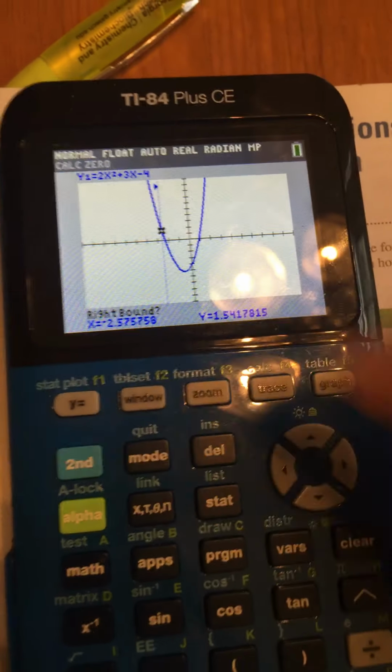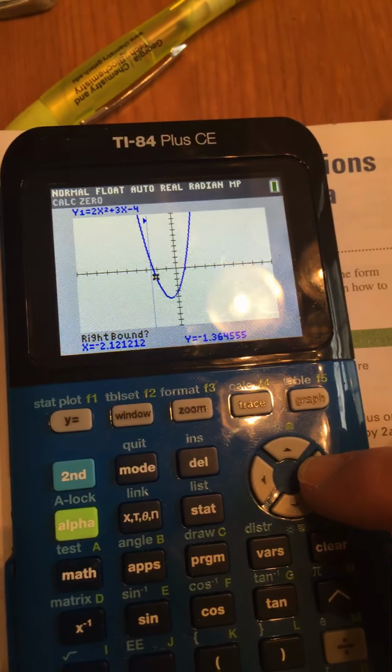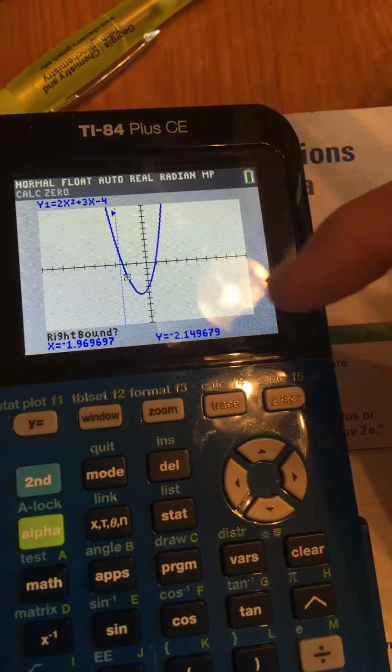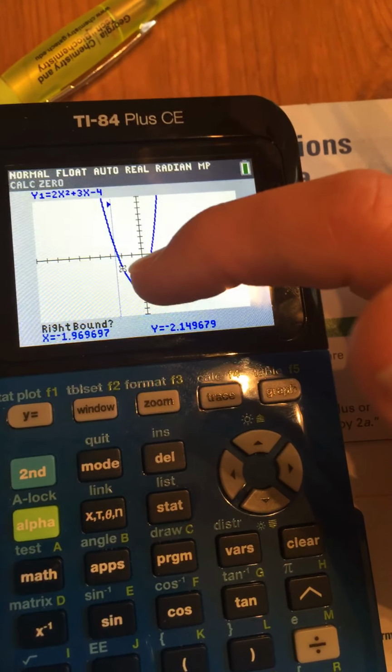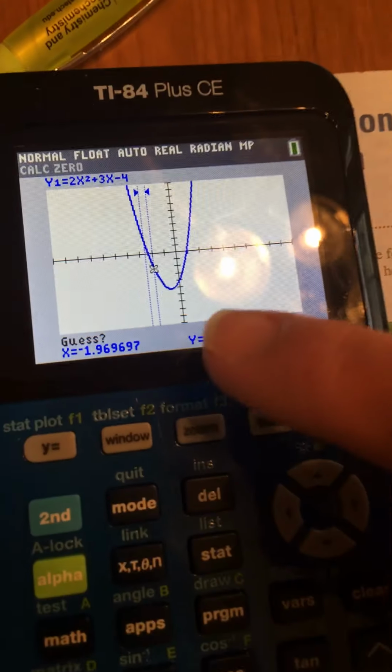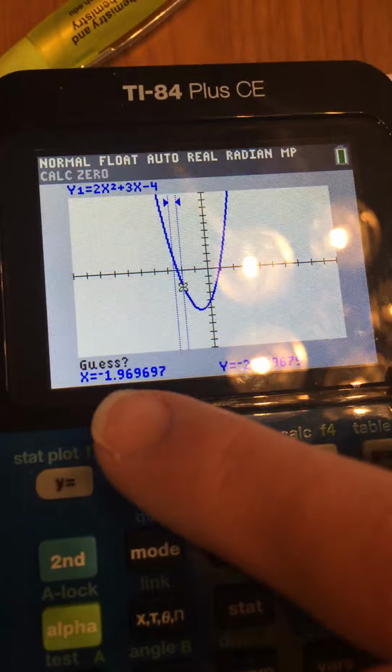And now it says right bound, which means I arrow to the right side. See, we're going up and down, but we're also going left and right. And it's telling me, okay, now get your little blinky thing to the other side. That's how it says that. Okay, and I hit enter. And now it says guess, meaning, do you want me to guess and tell you the answer? Yes, I do.